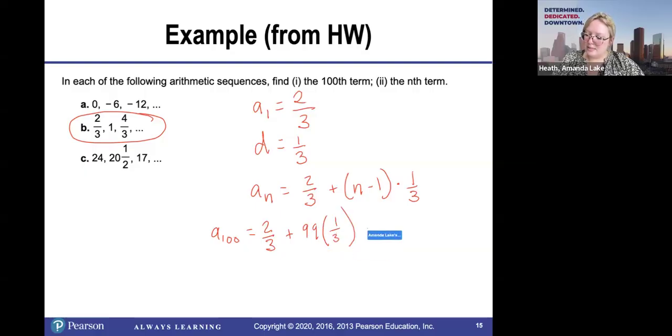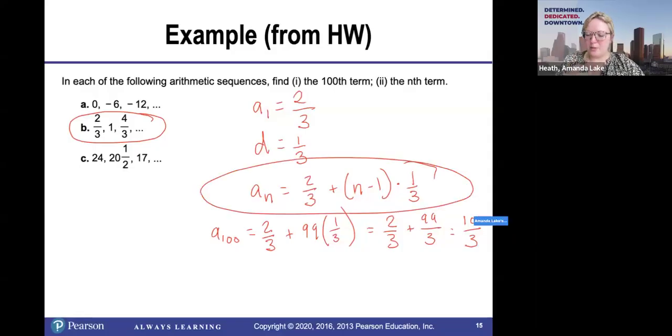So the 100th term, a_100, will be 2/3 plus 99 times 1/3. And this is 2/3 plus 99/3, which is 101/3. And then the nth term is just this here, which you could simplify. And I think my MyMathLab homework may want you to simplify.